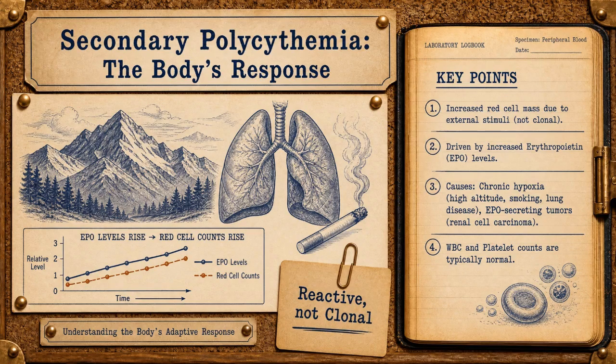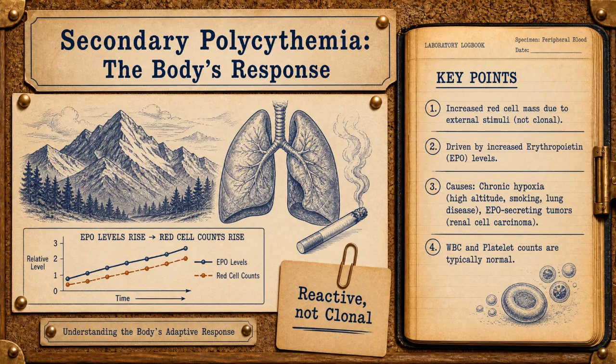Unlike PV, secondary polycythemia is characterized by increased red blood cell production due to an appropriate increase in erythropoietin, EPO. This means the body is producing more EPO because it genuinely needs more red blood cells, usually to compensate for a lack of oxygen. Common causes include hypoxia from chronic lung disease, high altitude, or heavy smoking. Certain tumors or kidney conditions can also cause inappropriate EPO production.